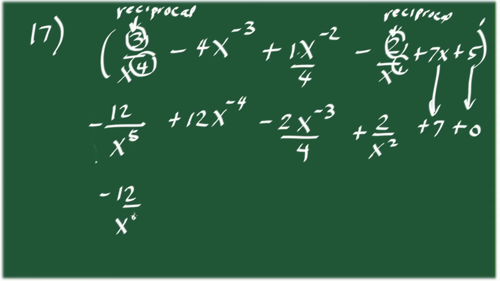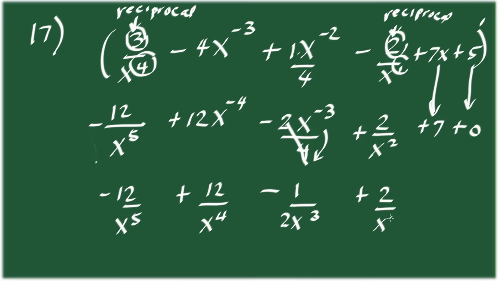We just have to clean up. That's 12. If you want to move the x down here, just make sure you switch the sign. Now 2 and 4 is reduced to 1/2. Also, you can move the x to the negative 3 down. So we get 1 over 2x cubed, and then plus 2 over x squared plus 7.